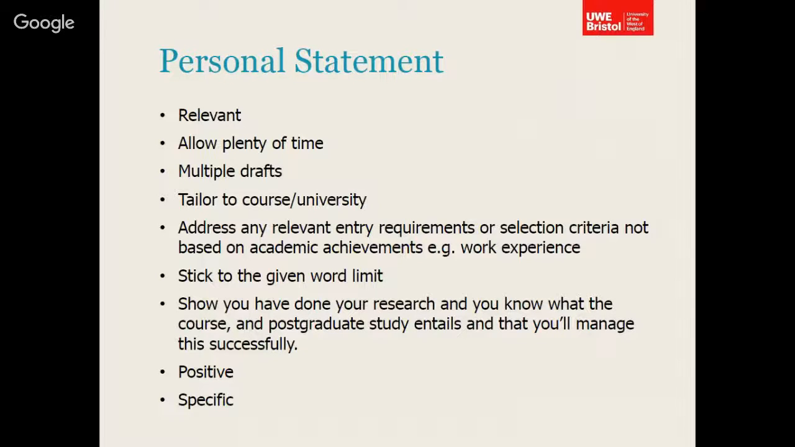But do show you've done your research, you know what the course offers, and that you're aware of what postgraduate study entails. There is the taught element to it, but there's also a lot of reading and research that you'll have to do, and give us examples of why you think you'll be able to manage this successfully. Be really positive about why you're wanting to do this, and very specific, not rambling off and talking about lots of other things, because that ability to be succinct and to condense down everything you're trying to say is obviously demonstrating a useful skill already.